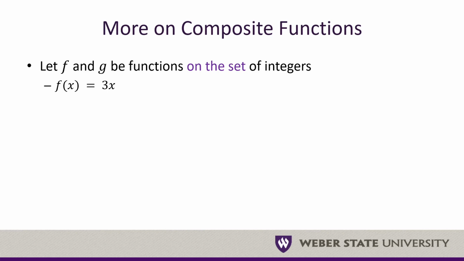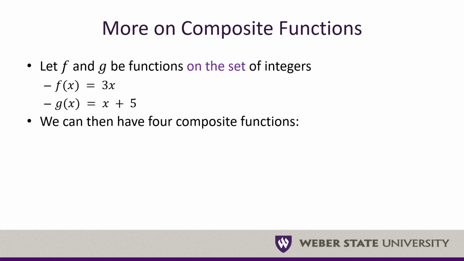So if we have functions on a set of integers, for example, f of x is equal to 3x and g of x is equal to x plus 5, then the composite function here, g circle f, would be 3x plus 5. But there can be four f of x.